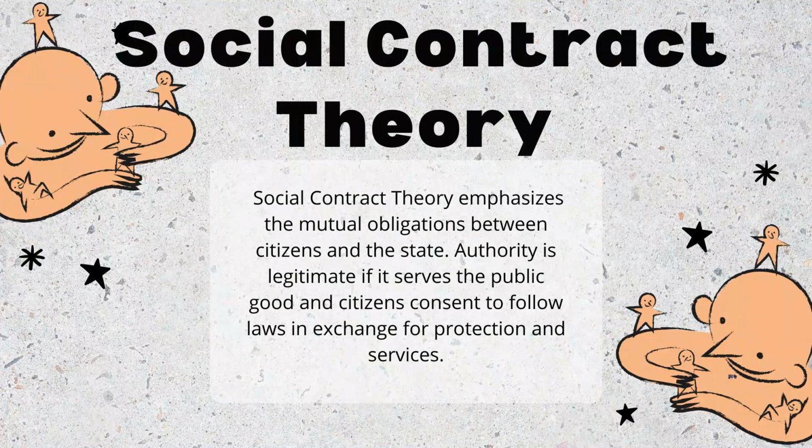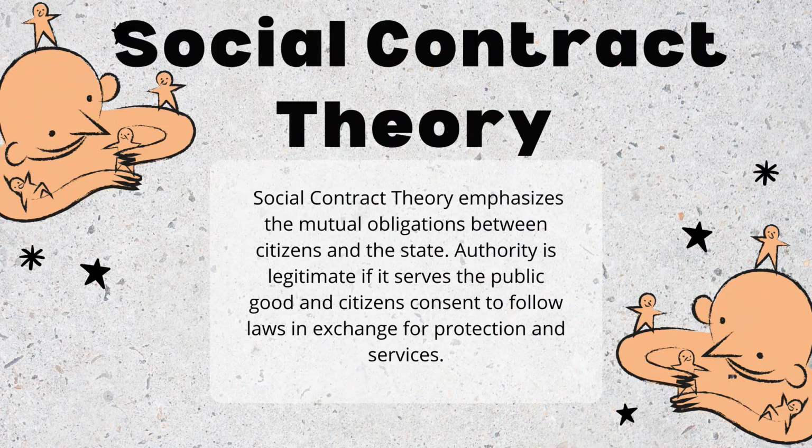The social contract theory emphasizes the mutual obligations between citizens and the state. Authority is legitimate if it serves the public good and citizens consent to follow laws in exchange for protection and services. This idea was developed by philosophers like Thomas Hobbes, John Locke, and Jean-Jacques Rousseau. I'm sorry if I pronounced it incorrectly.